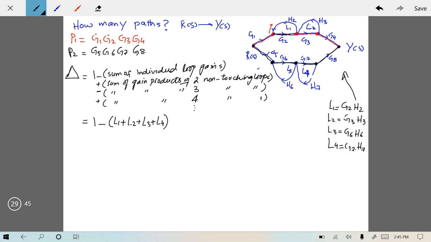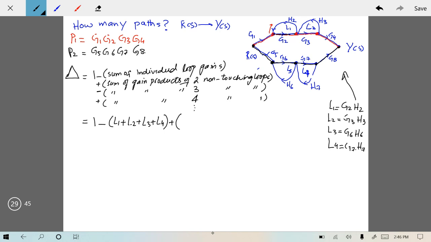1 minus sum of individual loop gains plus sum of gain products of two non-touching loops. So tell me how many non-touching loops are there? L1 and L2 are touching or non-touching? These are touching loops. L3 and L4 are touching or non-touching? These are touching because they share this common node. L1 and L2 share this common node. L3 and L4 share this common node.